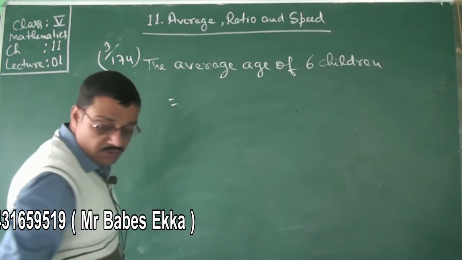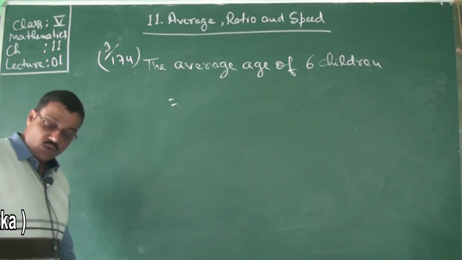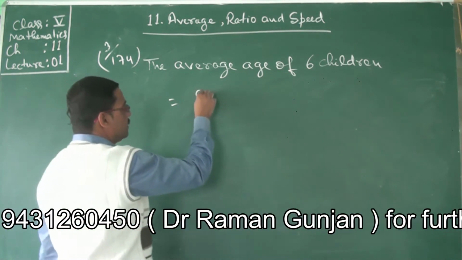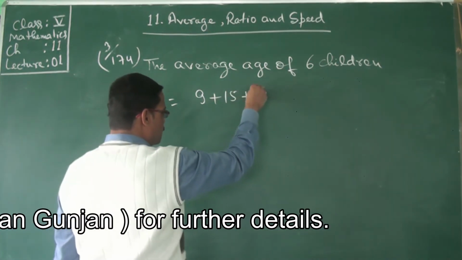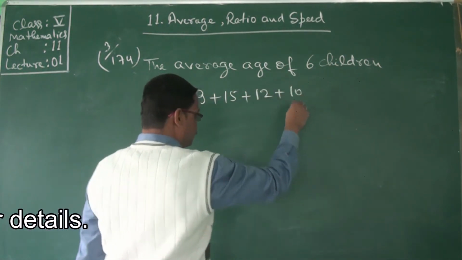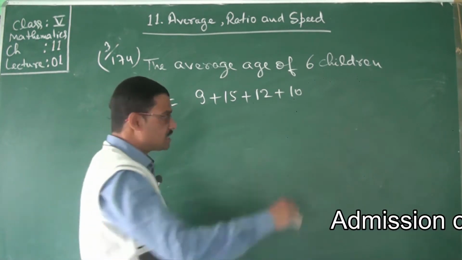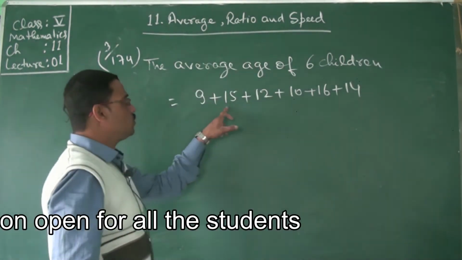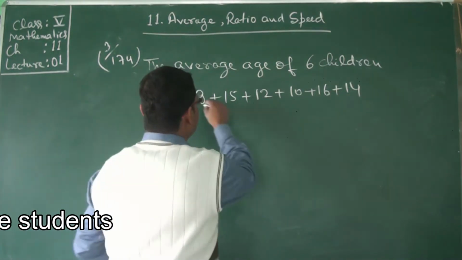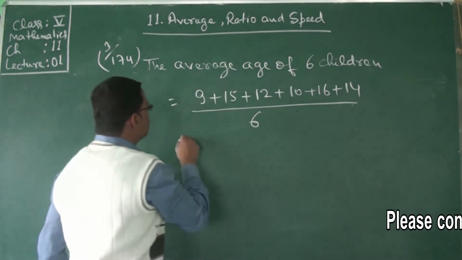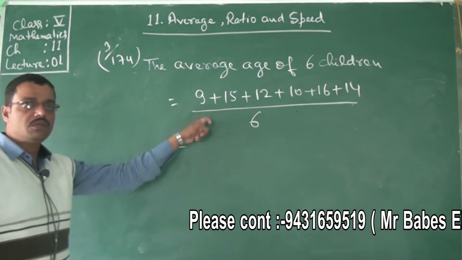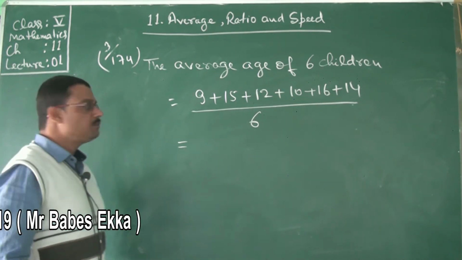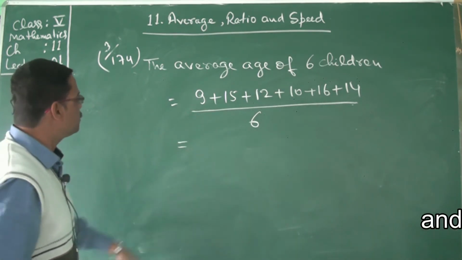equals, take the sum of all those 6 quantities, that is 9 plus 15 plus 12 plus 10 plus 6 plus 14. Count: 1, 2, 3, 4, 5, 6. Divide them by 6. I think now you can calculate it yourself. Go and calculate it and find the average yourself.